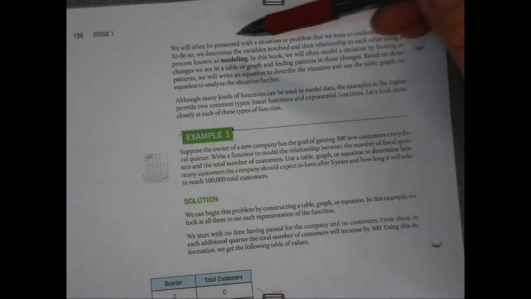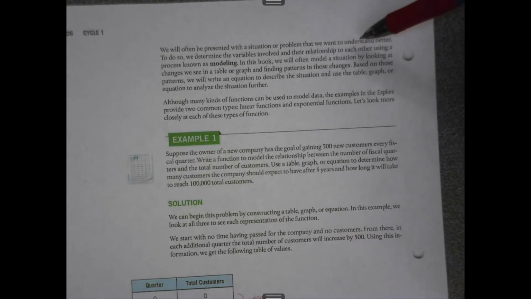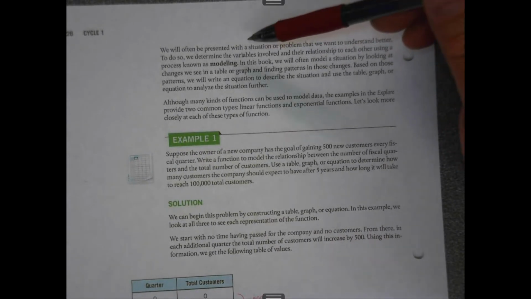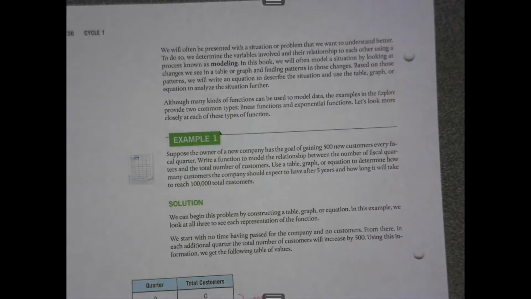Okay, we often are presented with a situation or problem that we want to understand better. To do so, we determine the variables involved, and then the relationships are used, a process known as modeling.